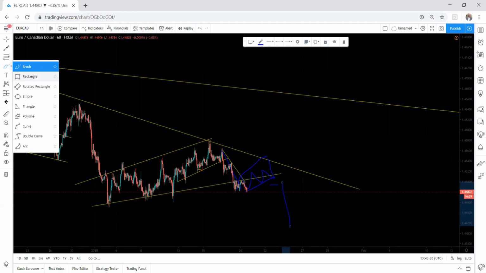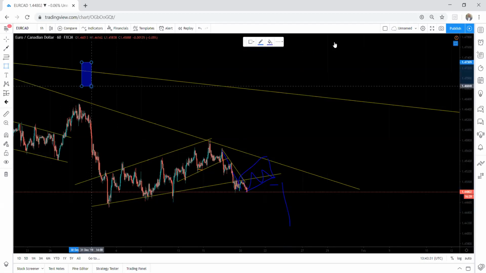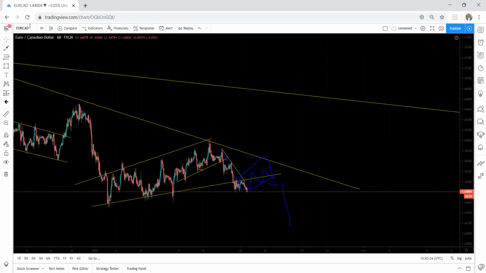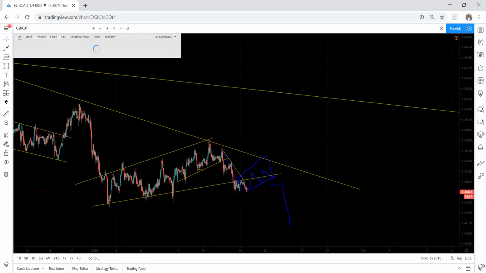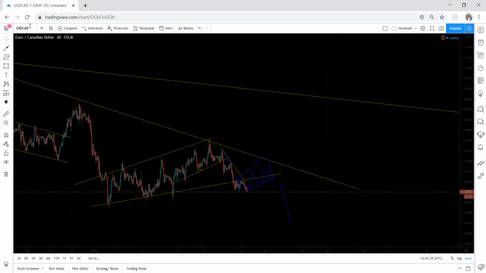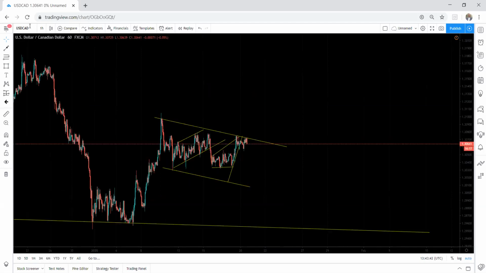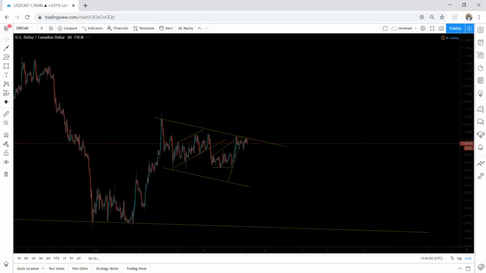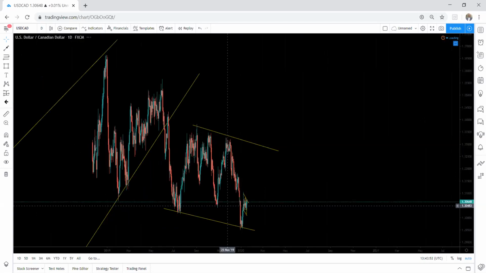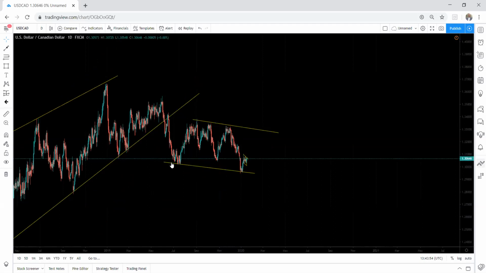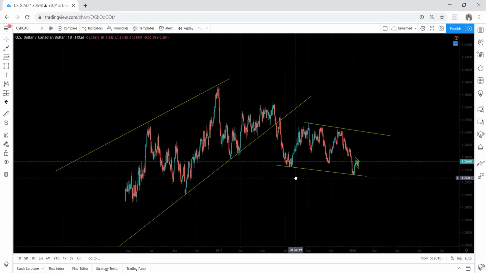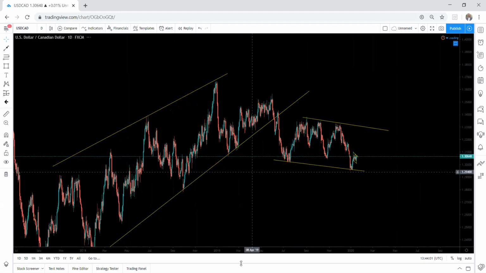Okay, now let's look at the USD card. Let's look at USD card on a daily. On a daily, you see the structure that is given.